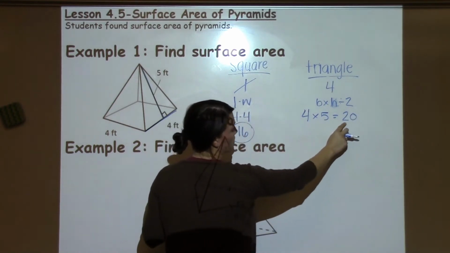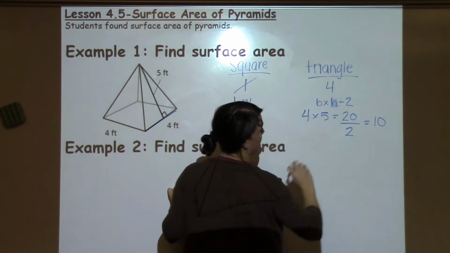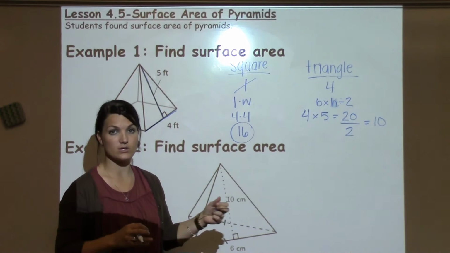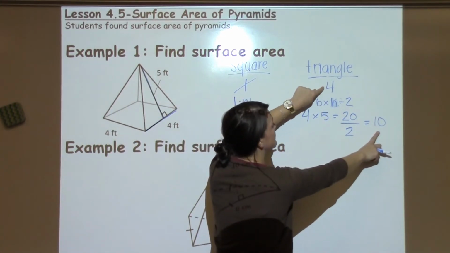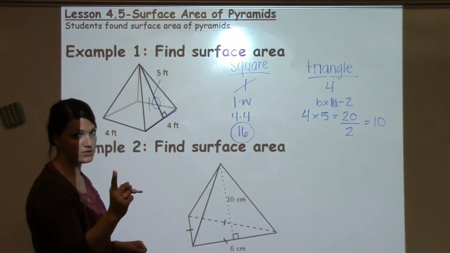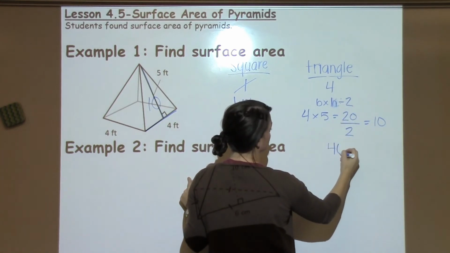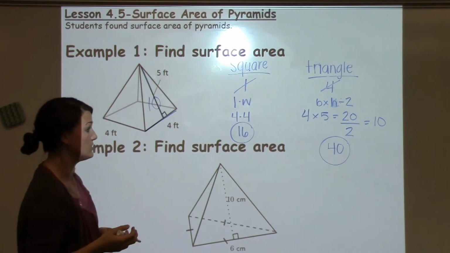4 times 5 is 20. When I take 20 divided by 2, I get 10. Now, I don't want to circle 10 and say my answer for triangles is 10 because I have 4 of them. So I have to take 10 times 4 because 10 is just the area of one triangle. So if I take 10 times 4, I know using mental math that that is 40, and I've taken care of all 4 of my triangles.